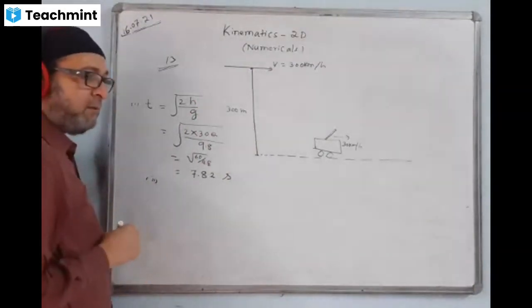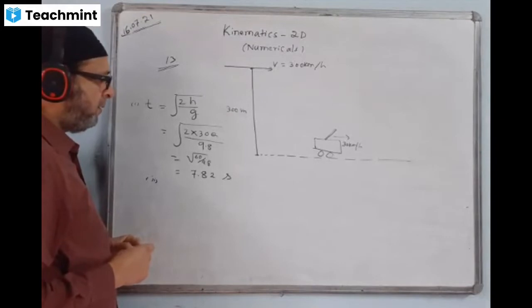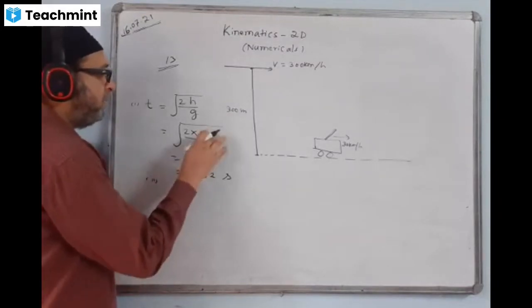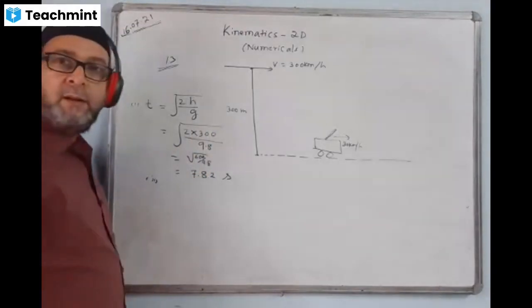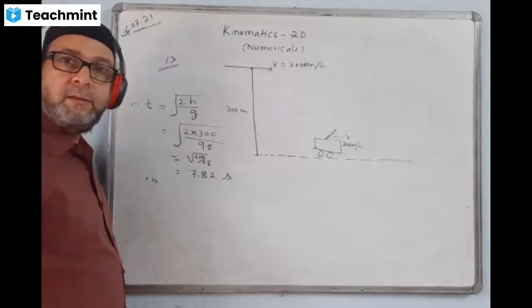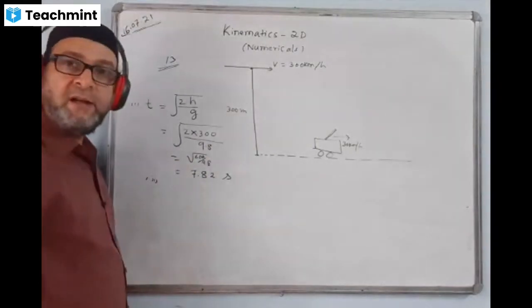Sir, you did it wrong. What is 60 by 9.8? Sir, that will be 600 by 9.8. Sir, that zero is not cancelled. Zero will not be cancelled. Yeah, right, 600 by 9.8. So the answer is 7.82. Final answer is 7.82.